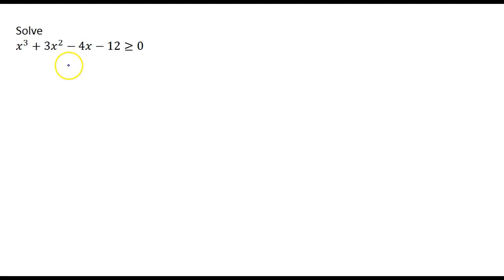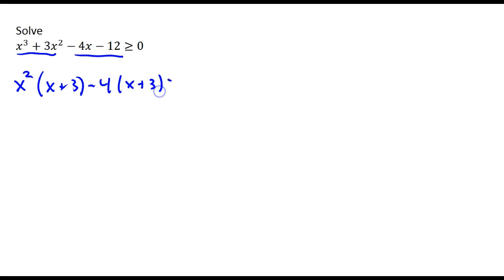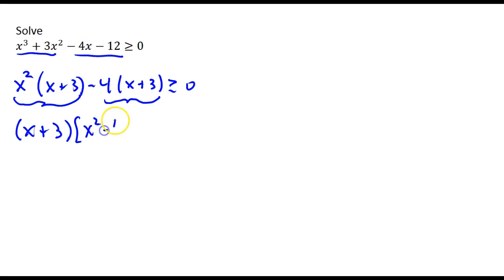Okay, this example is a cubic, but it's the same idea. I'm going to try and factor and figure out where my critical points are, the points where the expression equals 0. So you see that in the first two terms I can factor out an x squared, leaving me with x plus 3. And in the last two terms I can factor out a -4, which also leaves me with an x plus 3. And now I can factor an x plus 3 from each term. So I end up with (x plus 3)(x squared minus 4) greater than or equal to 0. Then I can factor further.